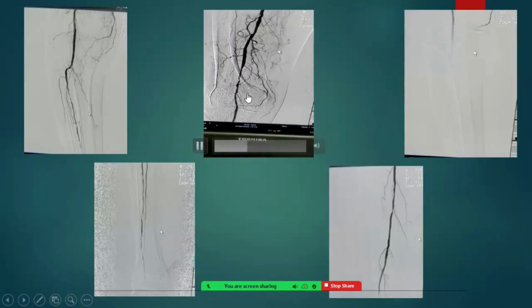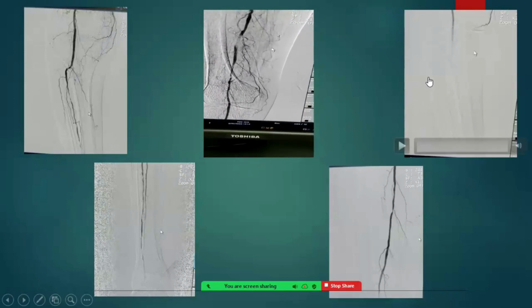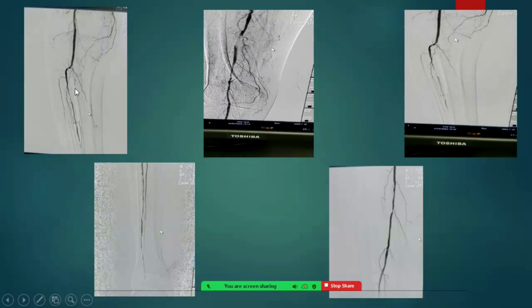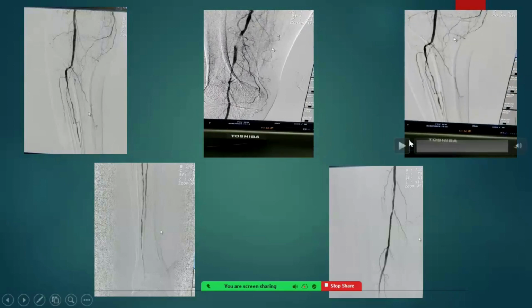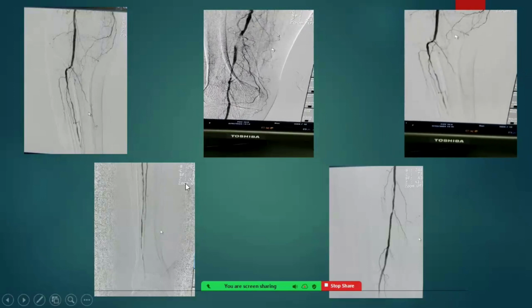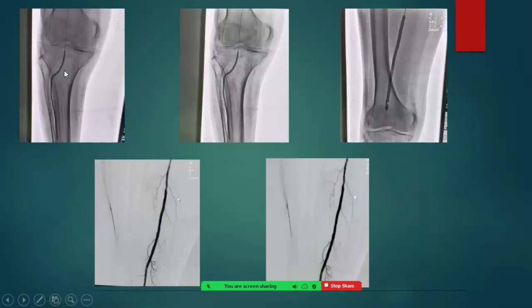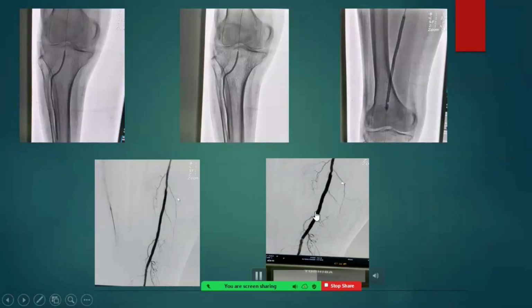This is the extensive disease in the BTK arteries. Even the femoral artery is very diseased. The ATA and PTA are faintly visualized. They have mural thickening and calcification. ATA is only partially visualized. So we did only ballooning by the antegrade approach of the ATA, the distal femoral artery and the proximal femoral artery also. This is after the angioplasty of the femoral artery.